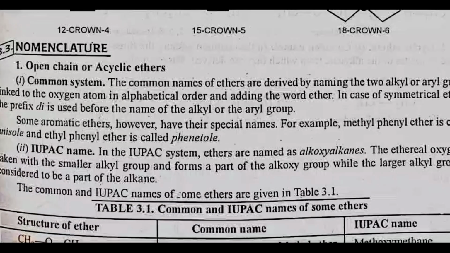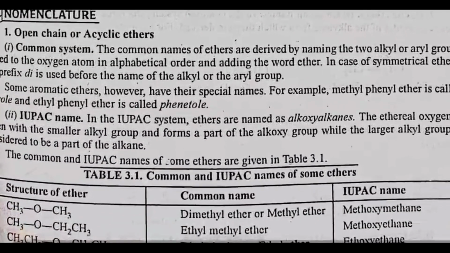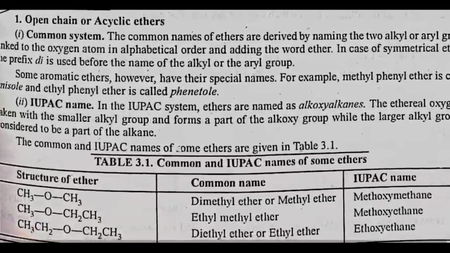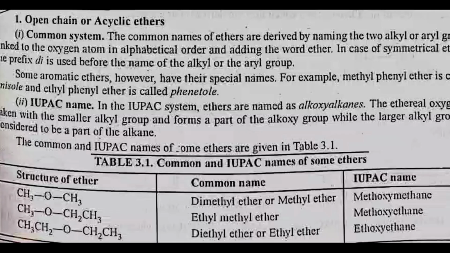3.3 Nomenclature. 1. Open chain or acyclic ethers. First, common system. The common names of the ethers are derived by naming the two alkyl or aryl groups linked to the oxygen atom in alphabetical order and adding the word ether. In case of symmetrical ethers, the prefix di is used before the name of the alkyl or aryl group. Some aromatic ethers, however, have special names. For example, methyl phenyl ether is called anisole and ethyl phenyl ether is called phenetole.